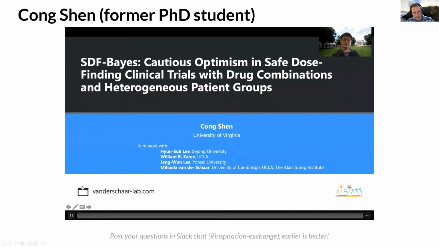Okay, welcome. Today, I will be talking about SDF-Bayes. This is our latest work in safe dose finding clinical trial methodology design that specifically deals with drug combinations and heterogeneous patient groups. My name is Cong Shen. I'm an assistant professor at the University of Virginia. This is a joint work with my collaborators, Changhee Lee, Bill Zame, Jianwang Li, and Mihaela van der Schaar. This talk is based on our upcoming AISTATS 2021 paper, which I invite you all to check out.